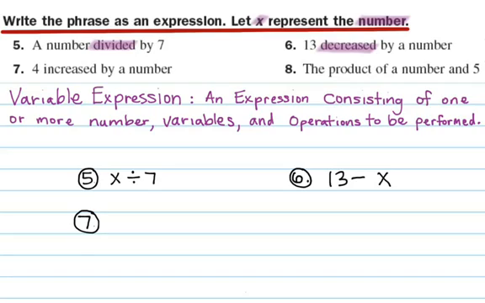Now, number 7, our key word is increase. And so we're increasing by a number. And so we have 4 plus x. That's increased by 4, some number. And finally, number 8 is the product of a number and 5. Now, the product of a number and 5, really simple. Product is dealing with multiplication. And recall that when we show a number and a variable by each other, that means multiplication. So we're going to write it as 5x. And so 5x means 5 times x.